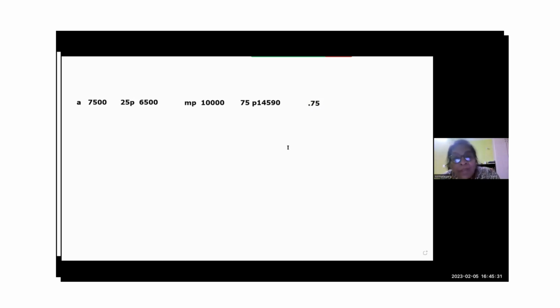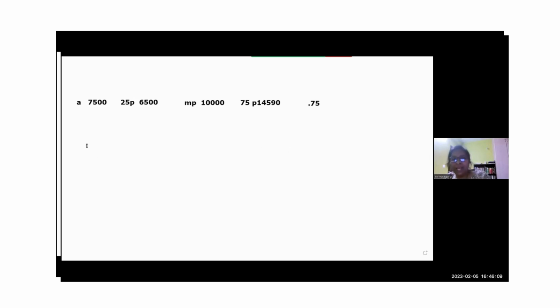Now, your market data is 25th percentile at 6,500 and 75th percentile at 14,590. So would you recommend a hike? What kind of action will you take? If the guy is a good performer, I would bring him to the 75th percentile. It depends on affordability. But yes, there is definitely a need to give a hike. So typically, that's how you take a decision.